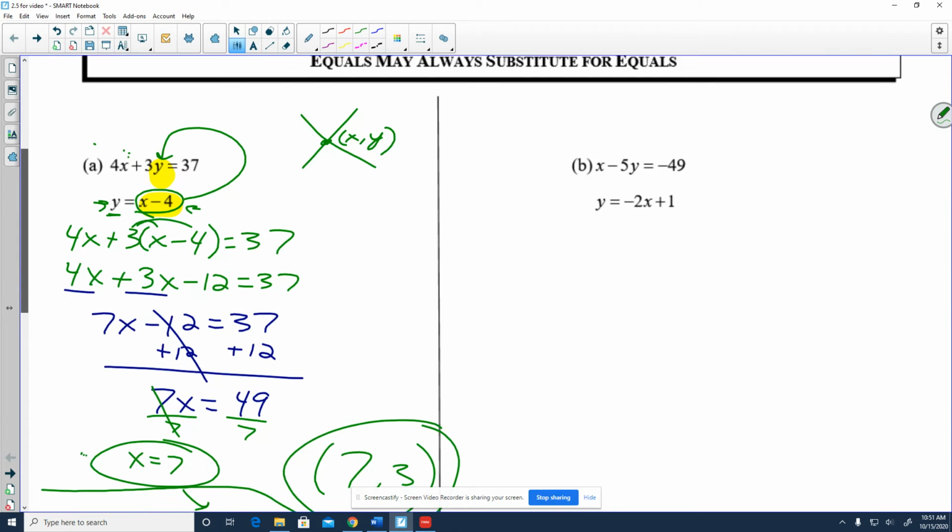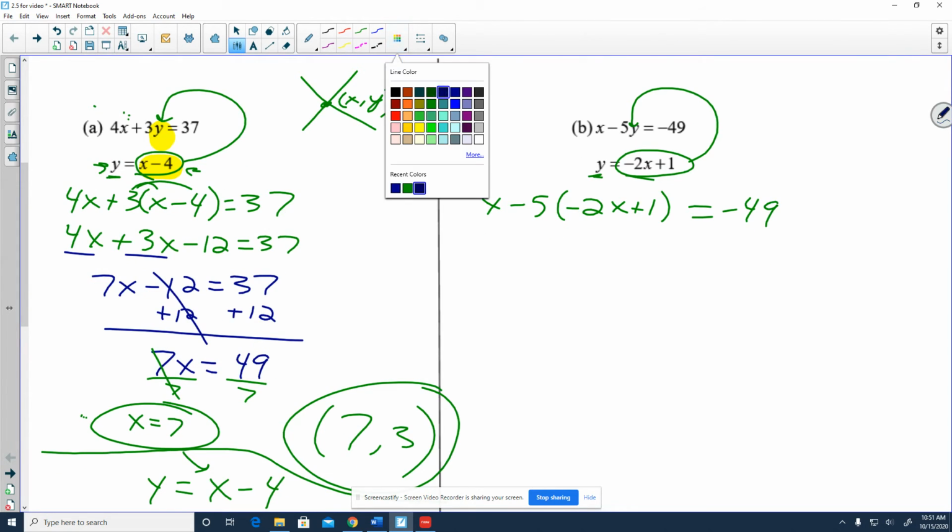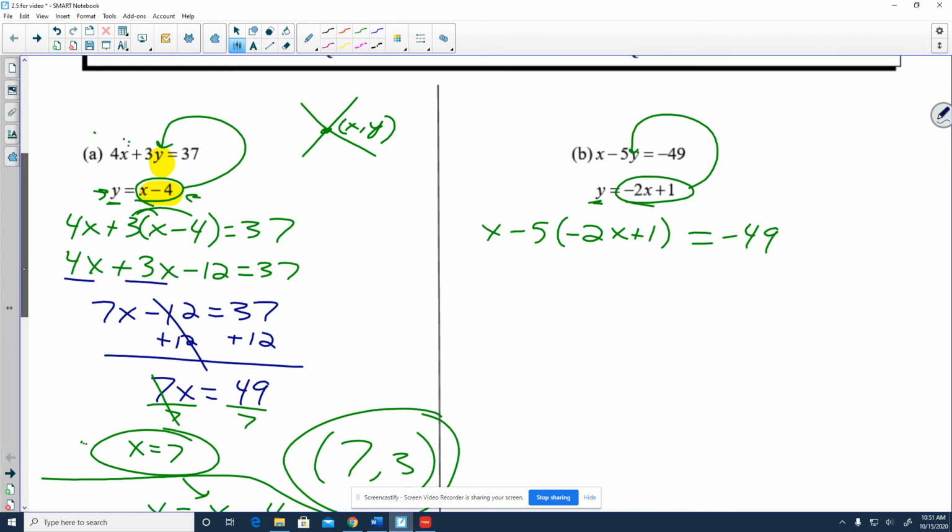So let's take a look at B. Okay, I have y by itself. Y is equal to negative 2x plus 1. So I'm going to take that whole thing and plug it in for y. So I have x minus 5 times (negative 2x plus 1) equals negative 49. Be careful, it has to go in parentheses. We're multiplying this negative 5 to the entire thing.